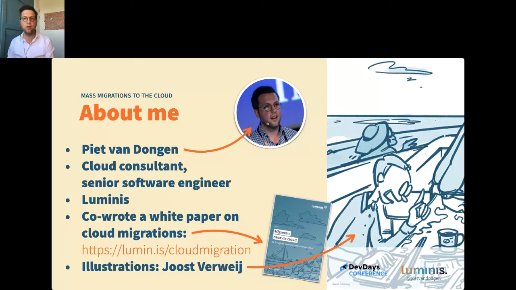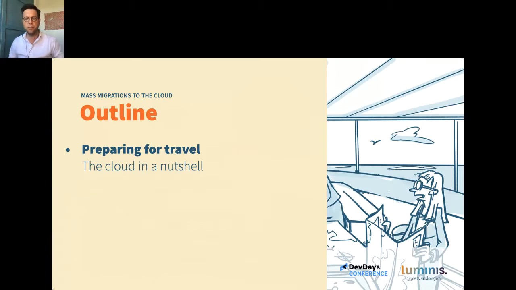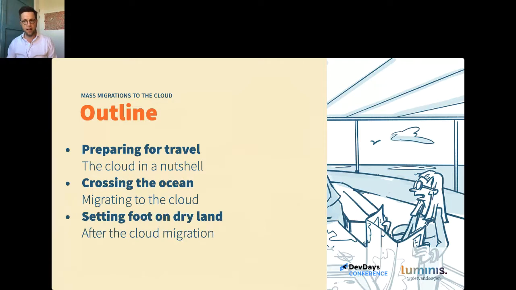Okay, so what will I talk about today in the next about 30 minutes? First, I'm going to do a bit about how to prepare for a cloud migration. I'll talk about what the cloud is, what the advantages and the disadvantages are of a cloud migration and a cloud transformation. Then I will tell you about how to do the actual migration itself, so how you get from your data center to the cloud. And I will talk a little bit about how you finish your cloud migration and what you can expect after having migrated all your applications to the cloud.